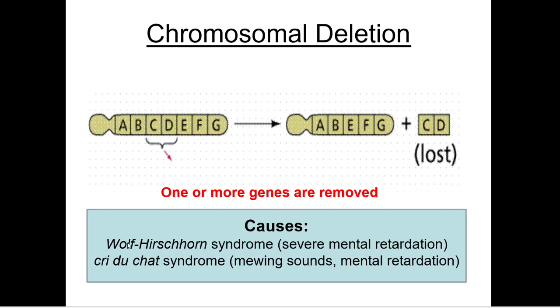One of them is called Wolf-Hirschhorn syndrome, which is a severe mental retardation, and cri-du-chat syndrome, which is mewing sounds and mental retardation. So it causes a lot of problems in the brain, but it also causes problems with voice, with processing, with the way they look. There's so many different genes that are actually affected when you actually delete some of them, okay?